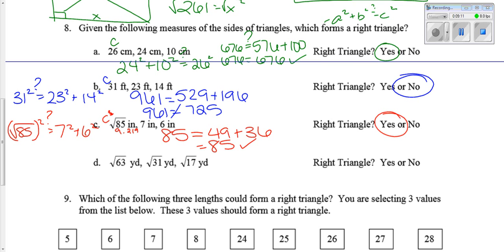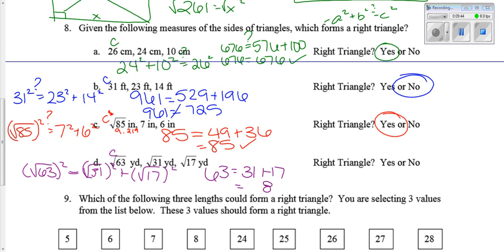And last one of this section, we have a bunch of these things. Now we know the biggest one is going to be the hypotenuse. When we have all square roots, you're looking for the biggest number under the square root. And that would be the 63. So 63 is our C. So square root of 63 squared equals square root of 31 squared plus the square root of 17 squared. So that would be, this makes it easy, 63, 31 plus 17. So we get 63 equals 48, which it does not. So this does not form a right triangle.